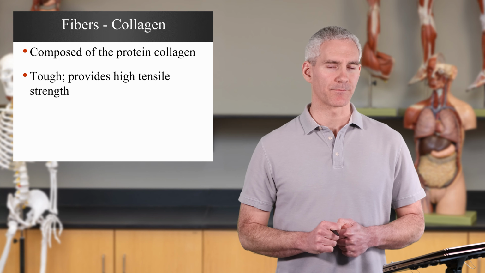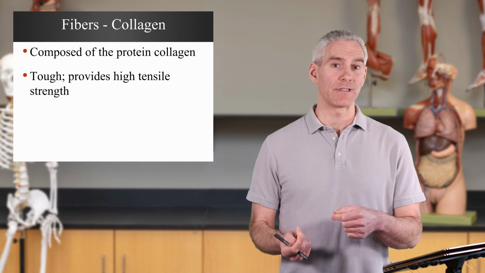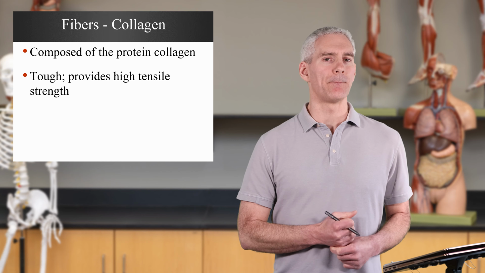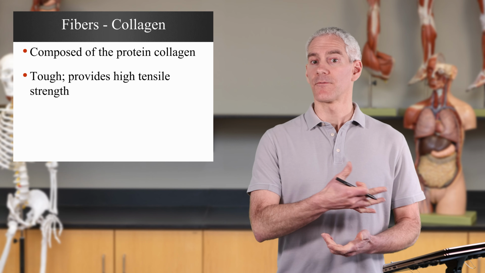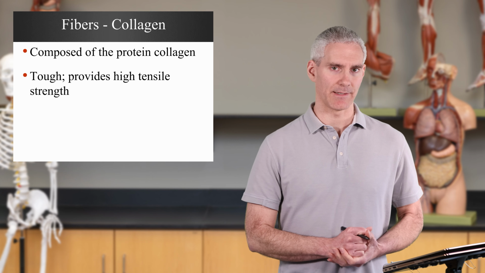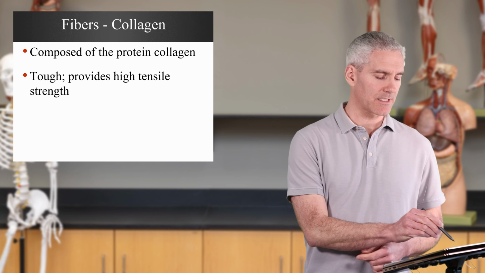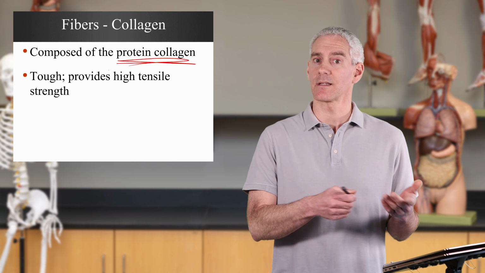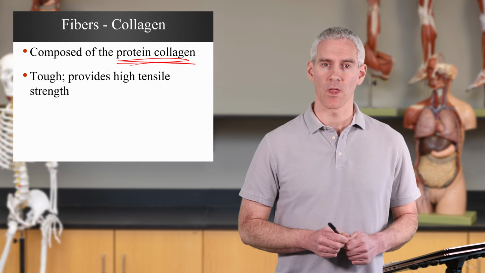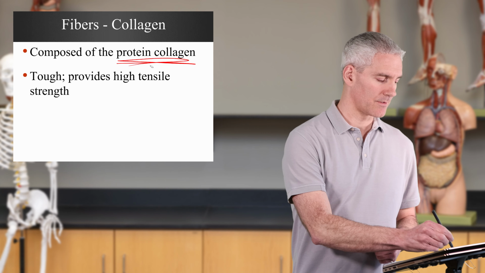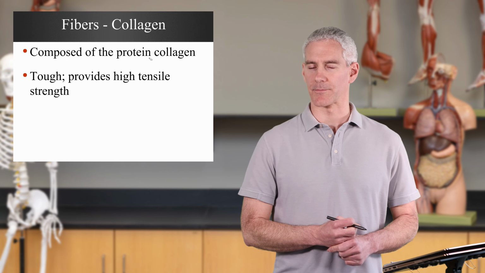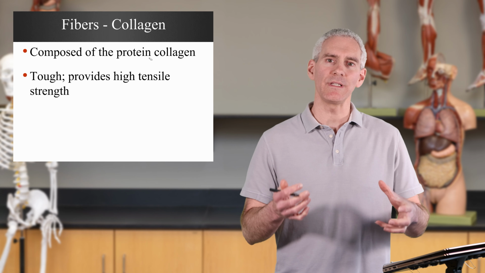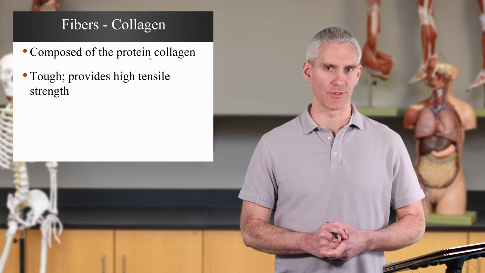Fibers, second category. While the fibers are found in the ground substance because they're in between the cells, there's three main types of fibers. First type we have here is the collagen fiber. Collagen fiber is comprised of the protein called collagen. Makes sense. Collagen makes collagen fibers. But these collagen fibers, they are very strong. Great and tough, high tensile strength is what really gives rigidity and strength to your tissues.